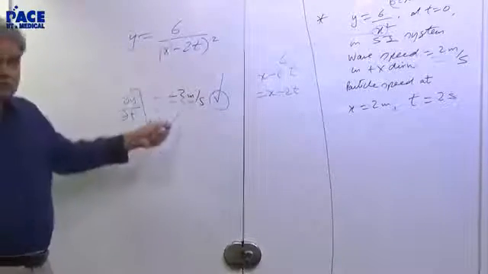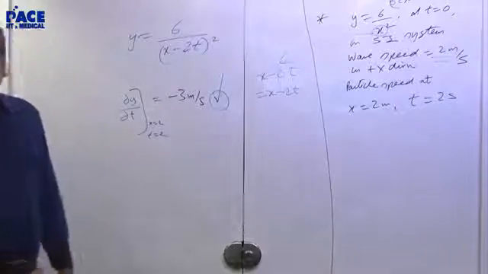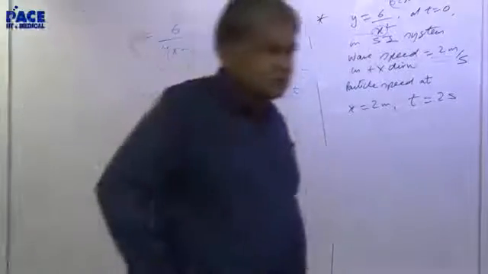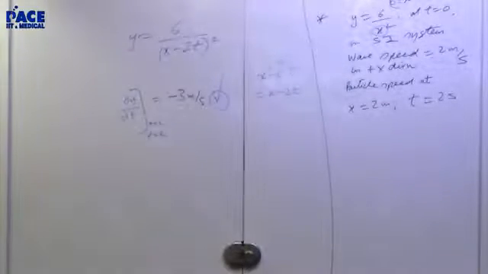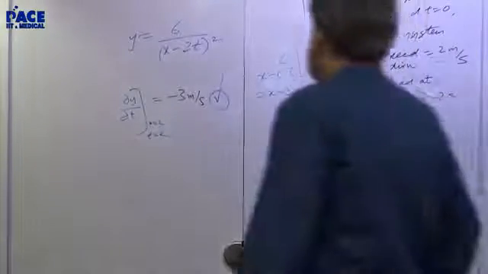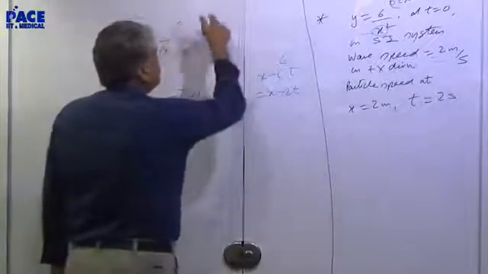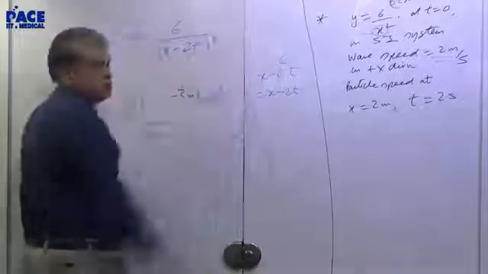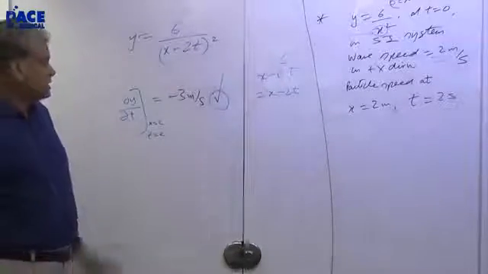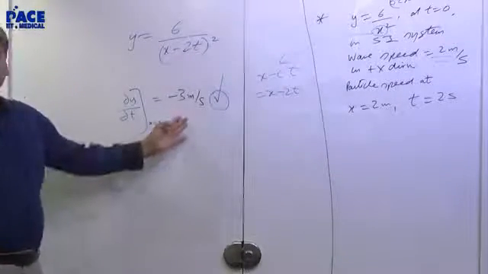Do I have to tell you how this goes? Partial derivative with respect to time, you can differentiate. x is a constant. So this will be 6 into this function power minus 2. 6 into minus 2, this function power minus 3 into minus 2. And then you substitute these values and you get it.